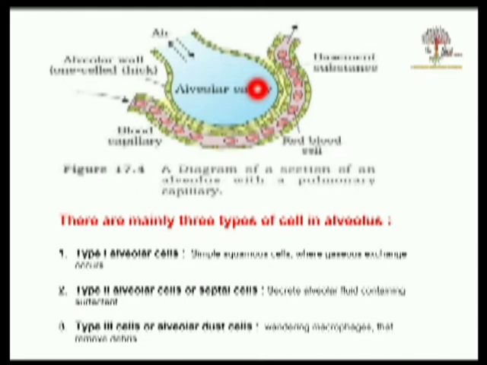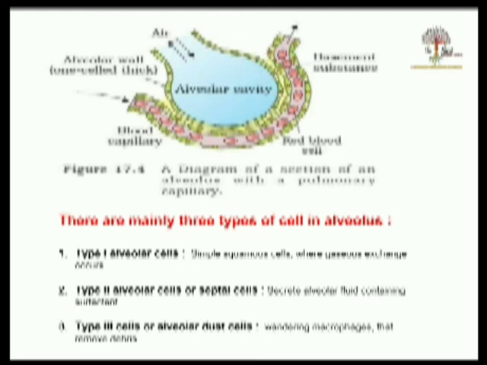One more thing: the alveolar sac is mainly made up of 3 types of cells: type 1 alveolar cell, type 2 alveolar cell, and type 3 alveolar cells. Mainly the type 1 alveolar cells, which are squamous cells, form the outer covering of the alveolar sac.